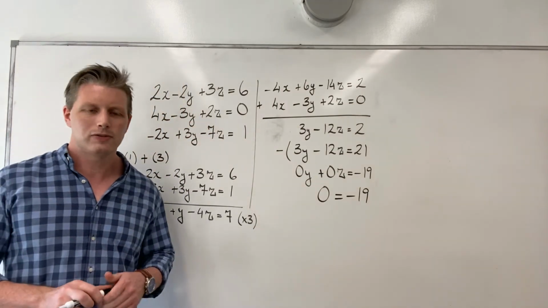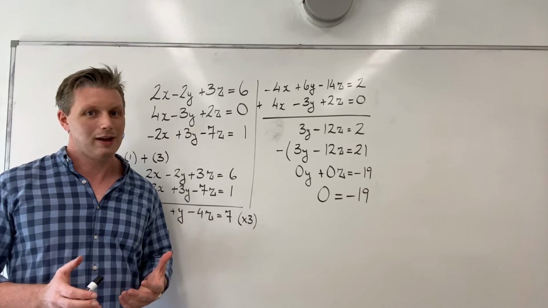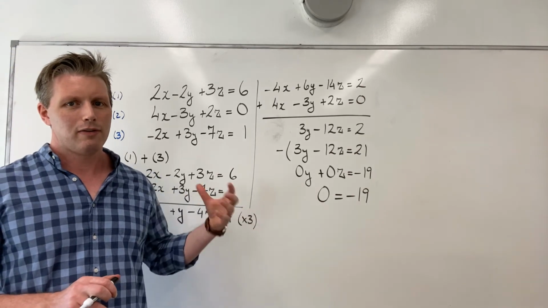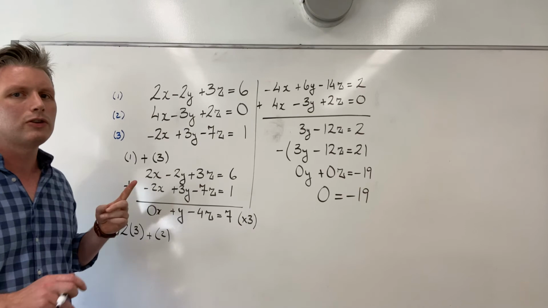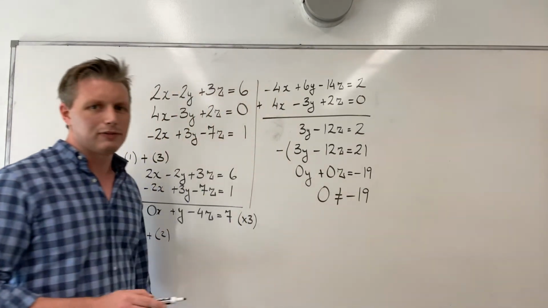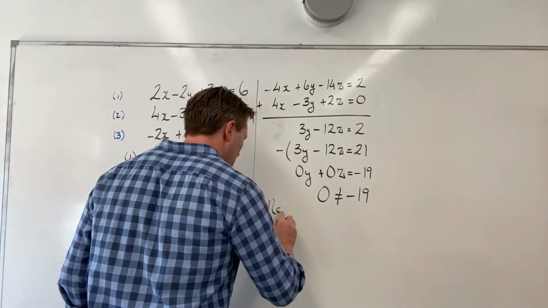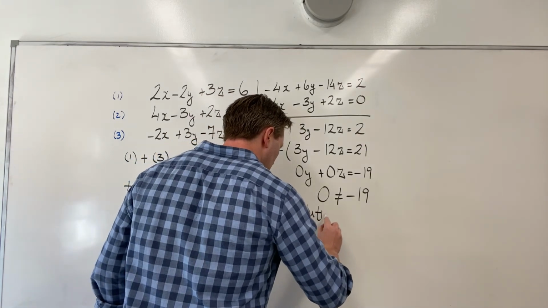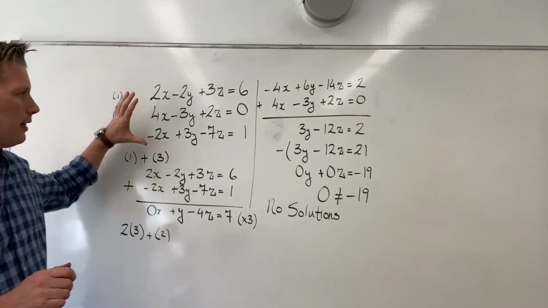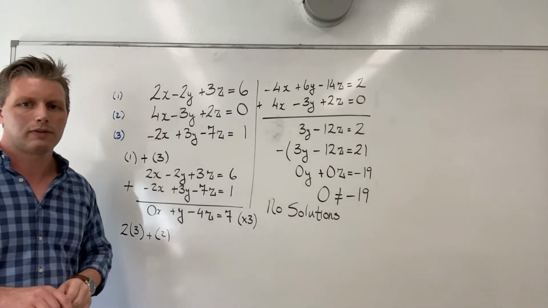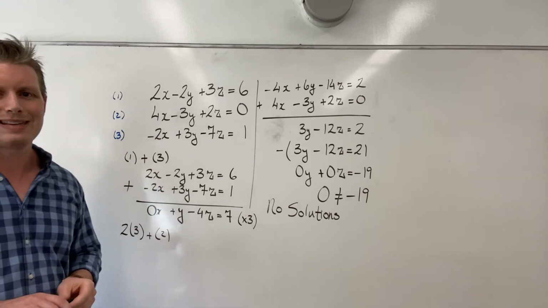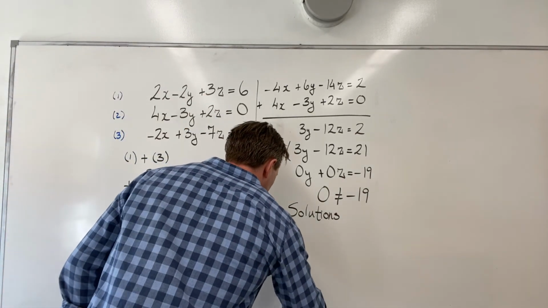So I am ending up with 0 equals negative 19, which is clearly not true. This is an incorrect statement. Therefore, this tells me that this original system of equations does not have any solutions. So 0 does not equal negative 19, and therefore there are no solutions. Put another way, there are no values of x, y, and z that will simultaneously satisfy all three of these equations. Those values of x, y, and z simply do not exist. We would say that this system of equations is inconsistent.